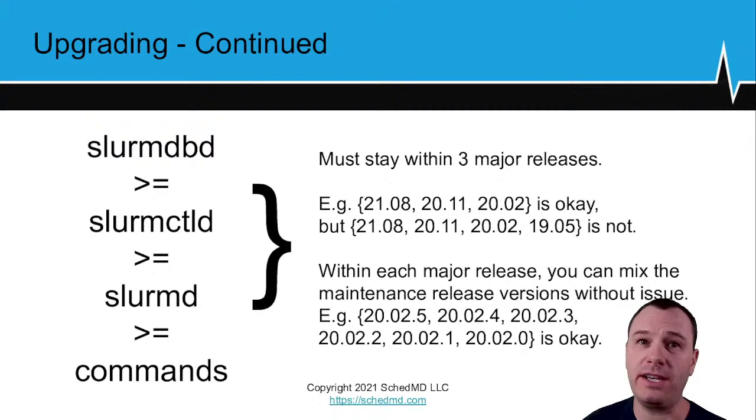Although generally speaking, sites drain the cluster when moving between major releases. So, should you choose to upgrade with running jobs, then you'll want to open up a support request with us so that we can assist you with your upgrade needs. Continuing on, the Slurmd needs to be greater than or equal to the client commands. Also note that you can mix maintenance releases without issues, but it will make our support staff question you about your setup when they see this in your environment. So for example, you could mix 20.05.5 and 20.05.2.